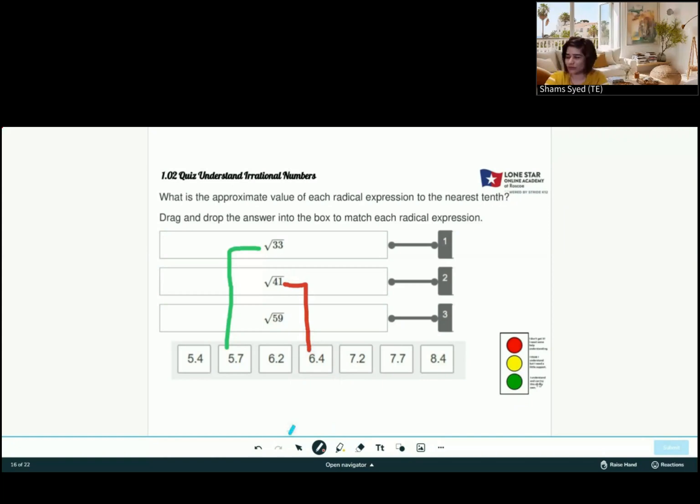The square root of 59. Very good. And you get 7.68. Well, so this is 7.68. The 6 is already large and the 8 is also going to bump it up, so I can also say it's going to be 7.7. All right, 7.68 will be bumped up to 7.7.